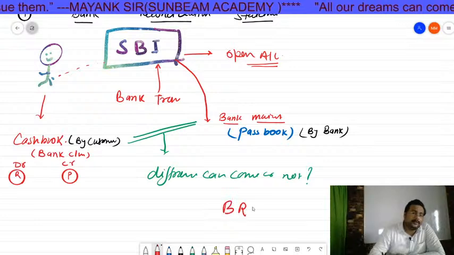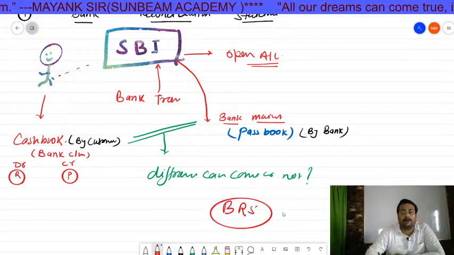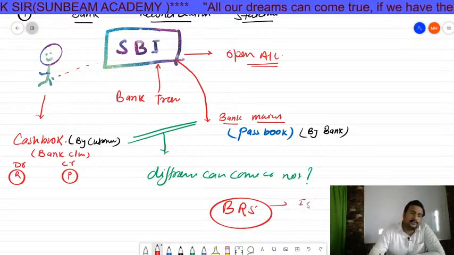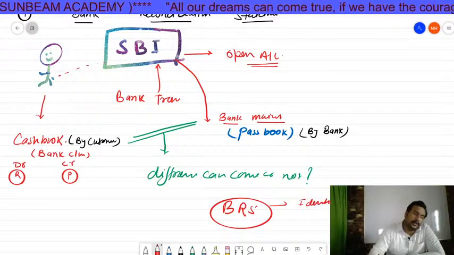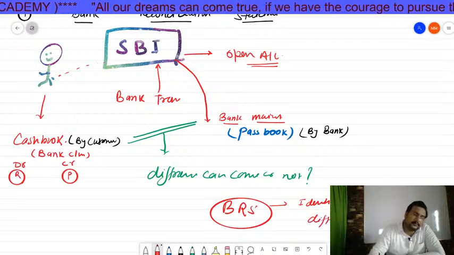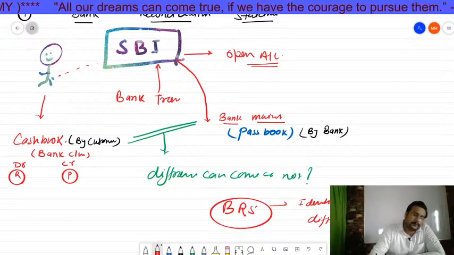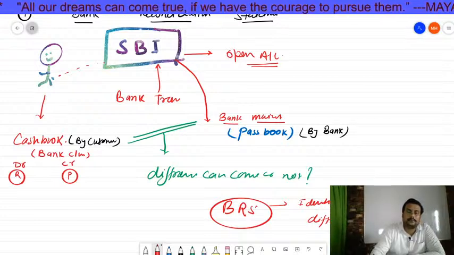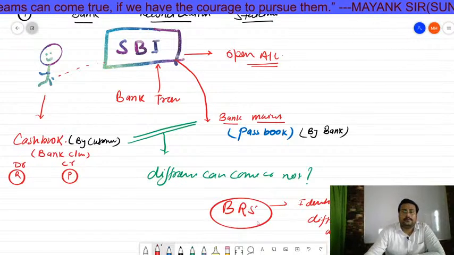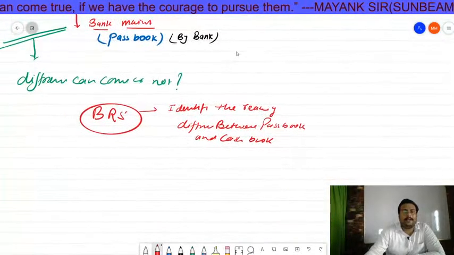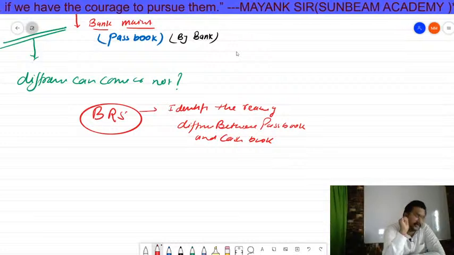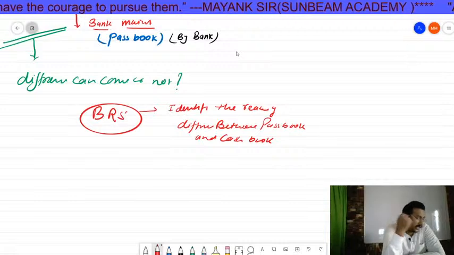Now बच्चा, the need of BRS is very simple. BRS is there to identify the reason of difference between passbook and cash book. Okay, so what is the need of BRS bacha? BRS need is very simple. It is to identify the reason of difference between passbook and cash book.